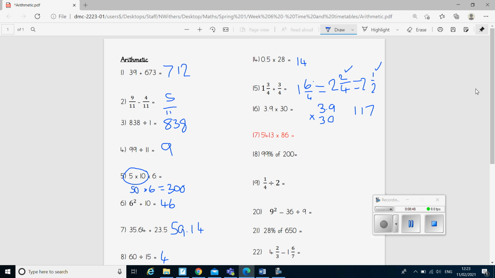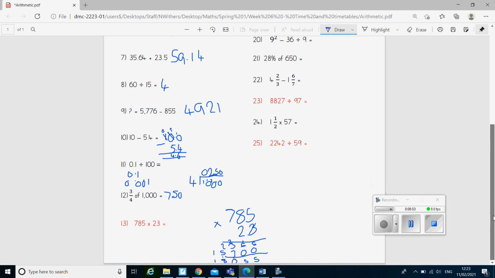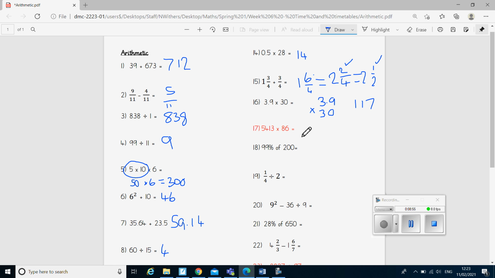Question 17, you would set it out exactly like I did for question 13, so I won't model that one to you. But the answer we were looking for there was 465,518.